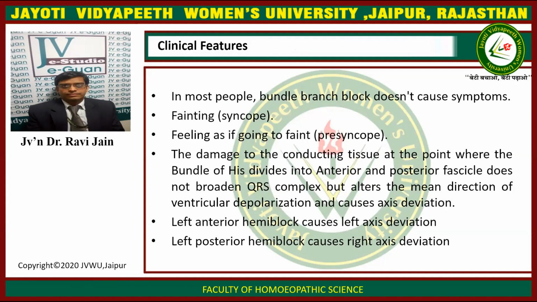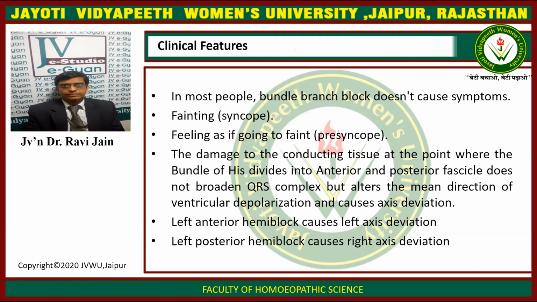Now, what are the clinical features? In most of the people, bundle branch block doesn't cause any symptom. Some may have fainting, syncope, feeling as if going to faint or pre-syncope. The damage to the conducting tissue at the point where the bundle of His divides into anterior and posterior fascicles does not broaden the QRS complex, but alters the mean direction of the ventricular depolarization and causes axis deviation. So there is axis deviation in this.